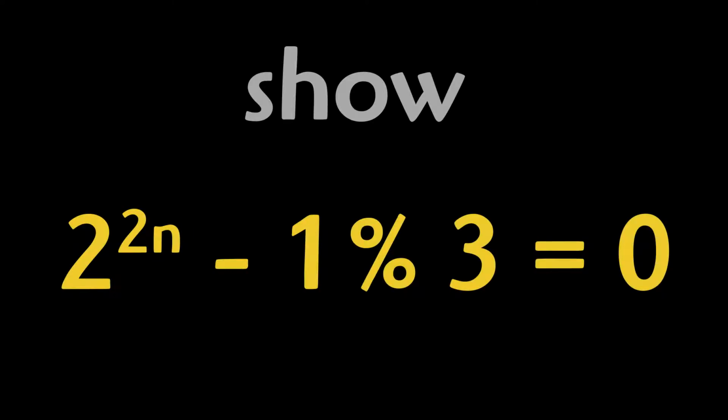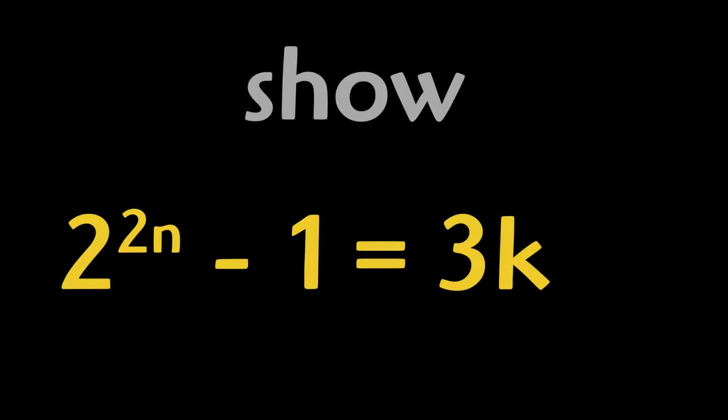A friend of mine had this problem. She wanted to show that any number of the form 2 to the power 2n minus 1 is divisible by 3, or you could say, is equal to 3 times some integer k. Now, she had some kind of formal, mathematical, proofy way of doing this, but I didn't really follow along. We can at least start by looking at some examples to see what we're dealing with.